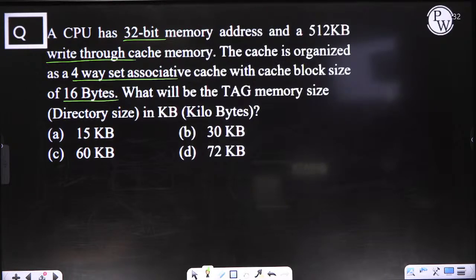Everyone acknowledge. Tell me fast. Each and everyone, tell me fast. What is the correct answer?